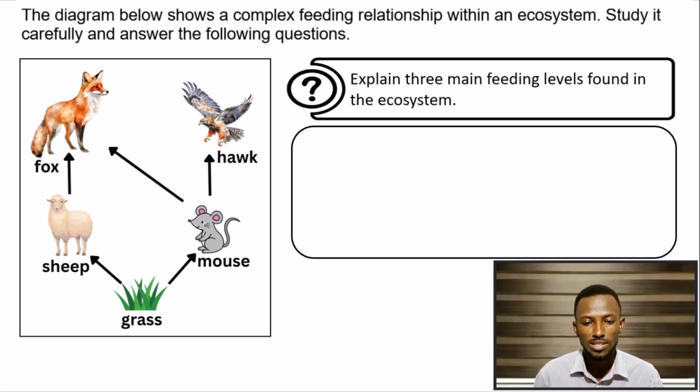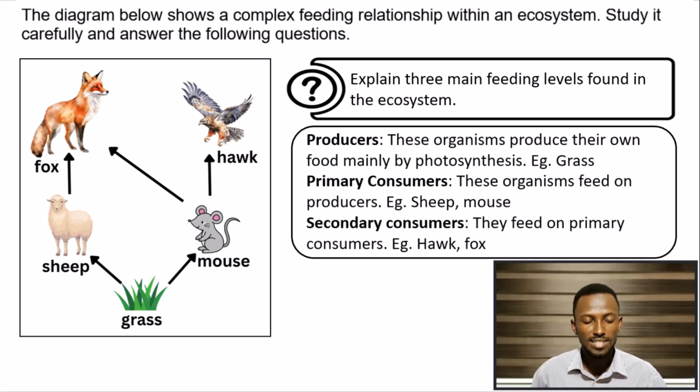Our next question is this: to explain 3 main feeding levels found in the ecosystem as illustrated in the food web. What are the 3 main feeding levels? So here are our answers. The first level, we have producers. So for the producers, these organisms make their own food. They produce their own food by means of photosynthesis. And for example, we have grass. So in this particular food web, the producer is the grass.